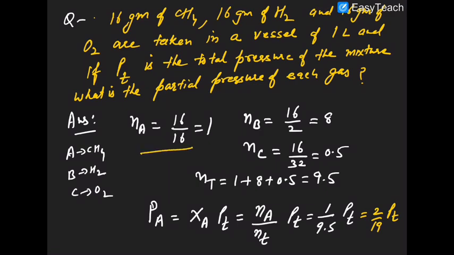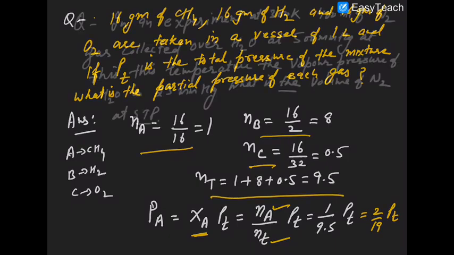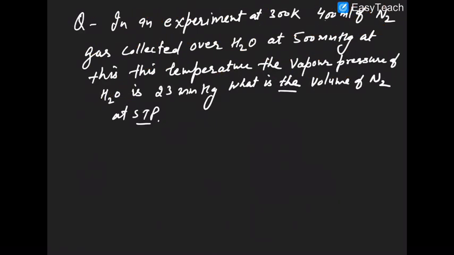So first find the number of moles of each component, then find the total number of moles. Mole fraction is the number of moles by total number of moles, into P total. So that's how you are getting those answers. Easy? Too easy. Now look at this question.